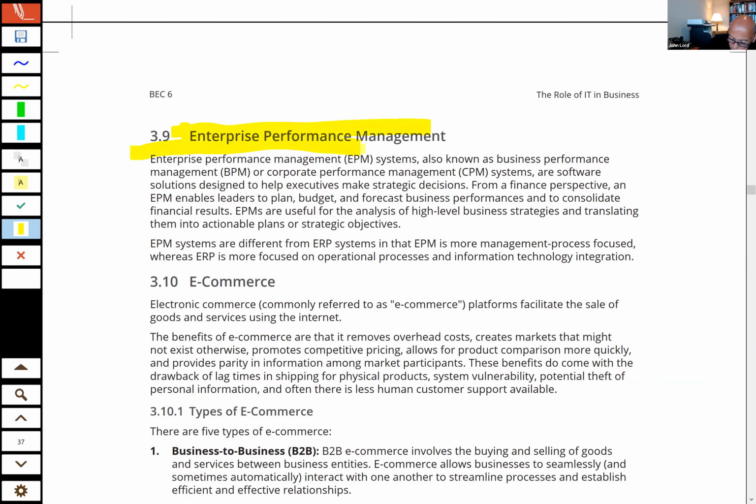Okay, now enterprise performance management is a system which we've also seen could be called business performance management or corporate performance management system, software solutions designed to help executives make strategic decisions. EPMs are useful for the analysis at a high level. So you have the enterprise performance versus the enterprise resource planning. You can flashcard that, so you've got that difference. This is more high level.